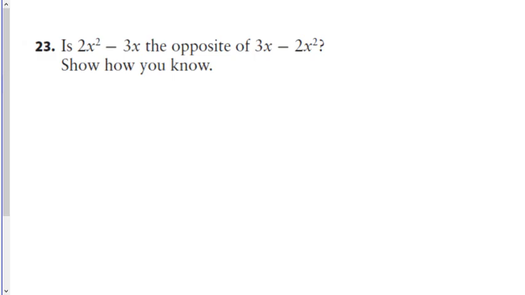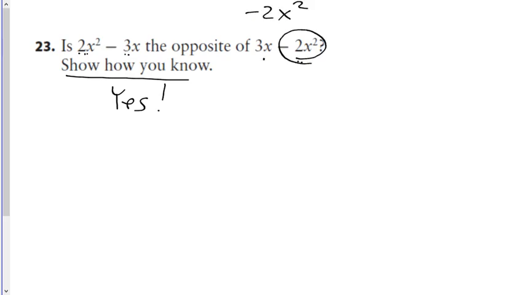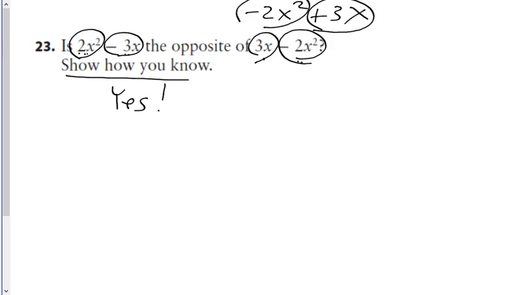Is 2x squared minus 3x the opposite of 3x minus 2x squared? Show how you know. The answer is yes, they are opposite. The reason is that this one has the terms in descending degree, and this one does not. If I rewrote this one, this is my first term, this is my second term. I have to put the positive sign because it's a positive 3. Now it makes sense. These are opposite, and these are opposite. So therefore, yes, it is opposite terms.